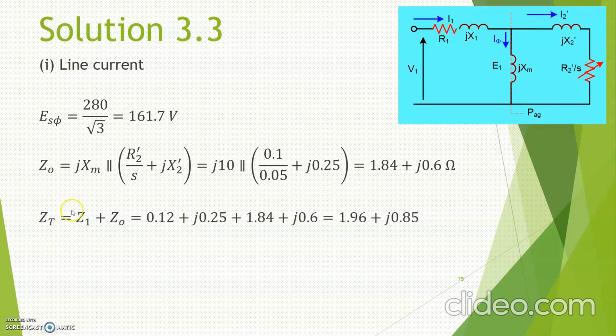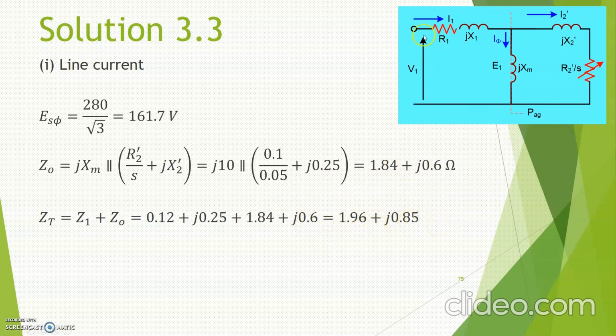Okay, so the Z total, which is your Z equivalent, is equal to Z1 plus Z0. In this case R1 plus JX1, you plus with the Z0, 1.84 plus J 0.6. So finally you get the Z total is equal to 1.96 plus J 0.85.